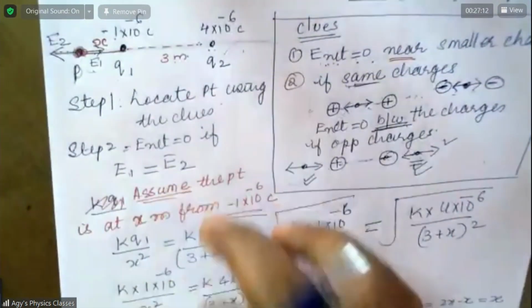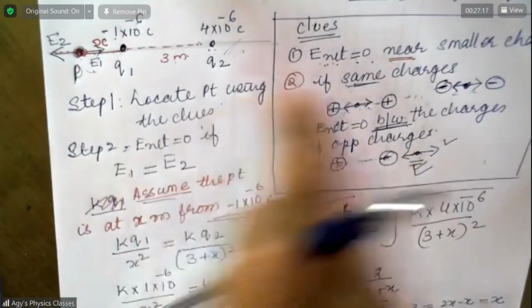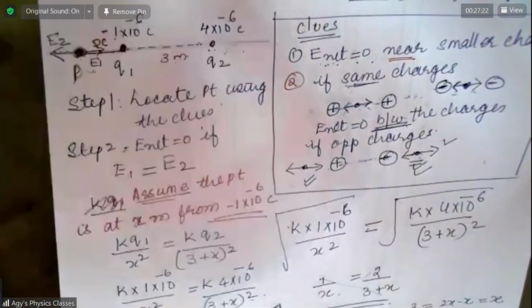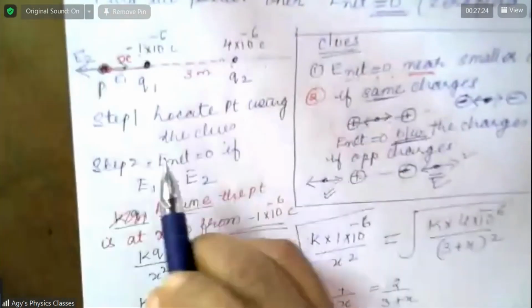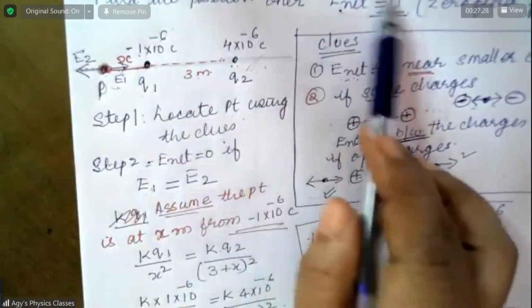Okay, so please do this question now. Because this is an important one. Do this question. See, that is the condition. The question is what? Find a location where E net is 0.